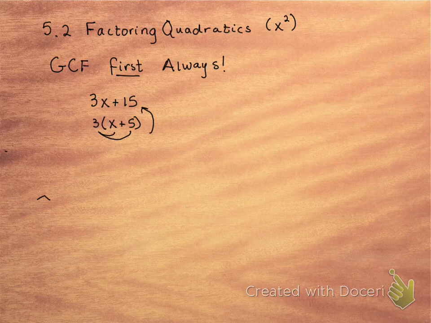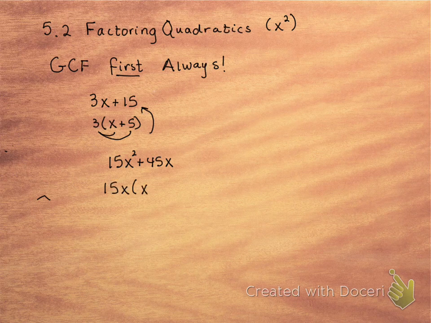So example 1 is 15x squared plus 45x. The GCF, 15 goes into both of them, and x goes into both of them as well, okay? So when you distribute back in, you'll get 15x squared back plus 45x, okay? Very basic.